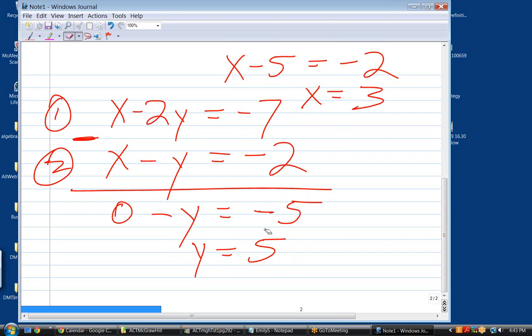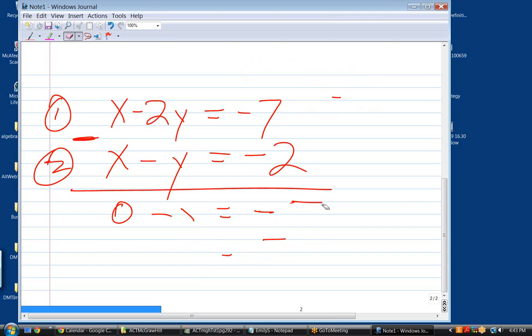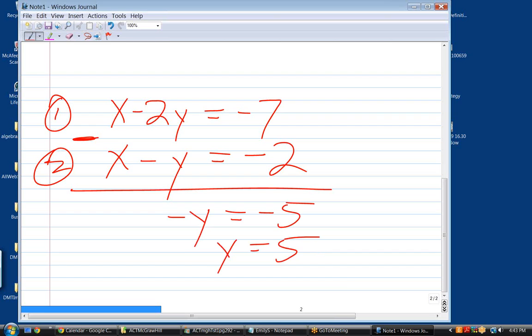Wait, I'm a little lost on how you found the answers. Okay, let's go back. Which step did you get lost on? No, I got those answers. Negative y and minus y equals minus 5, which means y equals 5. Yes. And now we're going to go into either equation and substitute 5 for y. So we use substitution and elimination as well. Well, kind of, yeah, you can say that, sure.